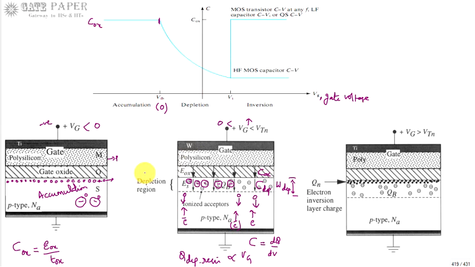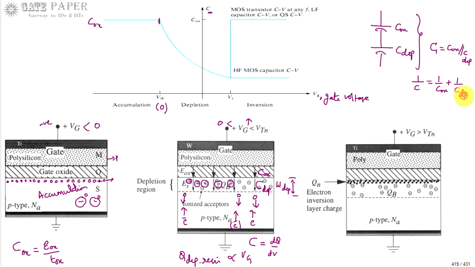By that time, the capacitances are going to be from the gate onwards. There is oxide capacitance and there is C depletion capacitance, and the total capacitance is indicated as C. C is the total capacitance. So C is equal to COX in series with C depletion, otherwise 1 by C is equal to 1 by COX plus 1 by C depletion. This is how we can calculate the total capacitance.